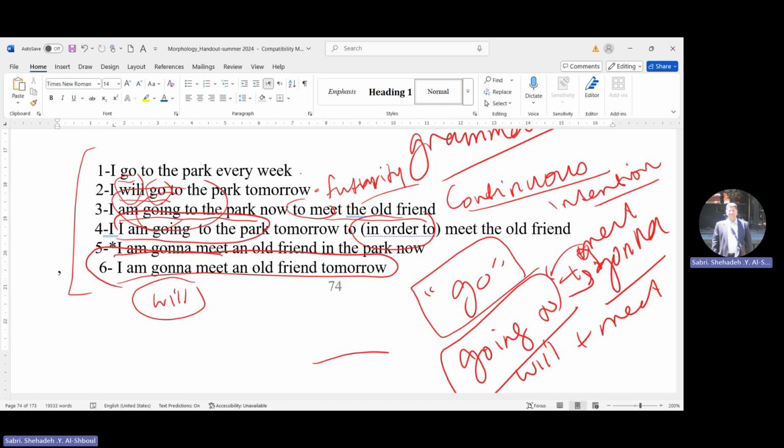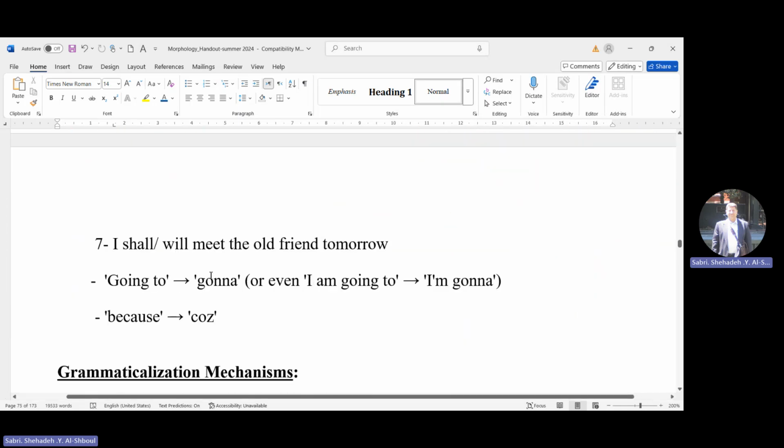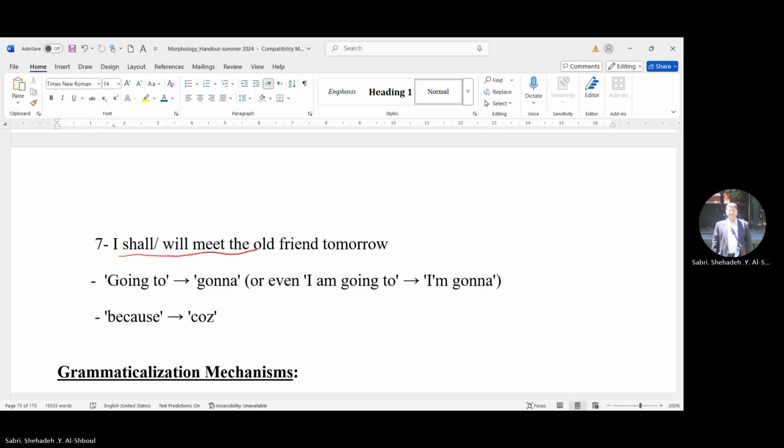So it is no longer indicating that the verb go here is lexical, rather it is grammatical. So if we look into here, "I shall/will meet an old friend tomorrow." Let's say a replacement test here, right? When we say that shall or will can be replaced with "I am going to," we can say "I am going to meet an old friend tomorrow." So we can replace it with "I shall or will meet an old friend tomorrow."